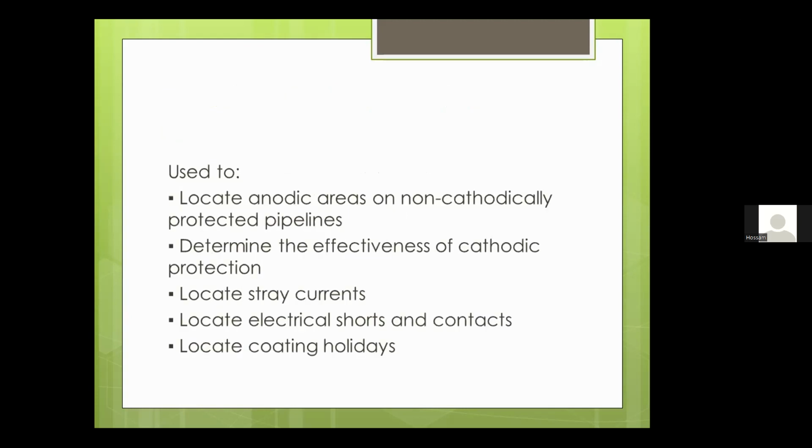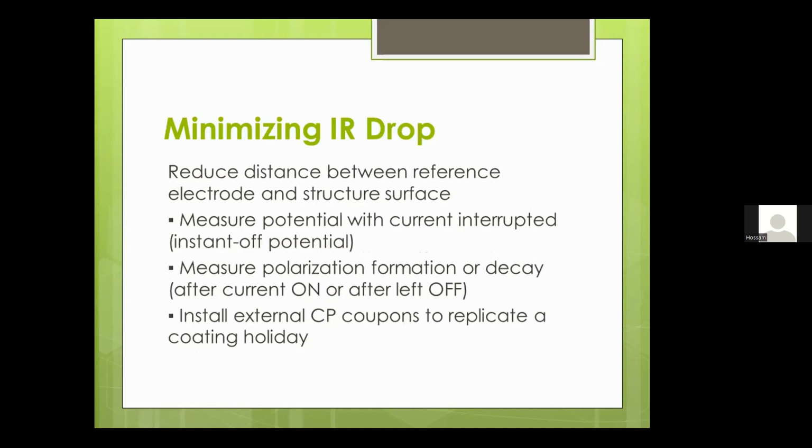We do this measurement of structure to electrolyte potential to locate the anodic areas on non-cathodically protected pipelines, or to determine the effectiveness of the cathodic protection system, to locate stray current, to locate electrical shorts and contacts, like we mentioned in the casing part, or to locate coating holidays, like DCVG, and minimizing IR drop or the voltage drop.